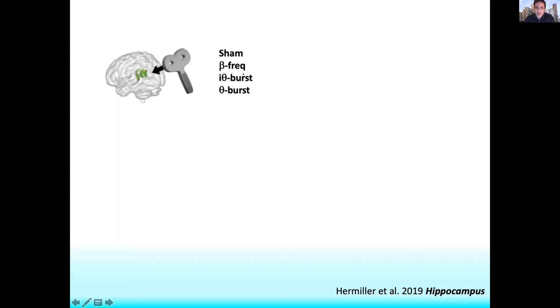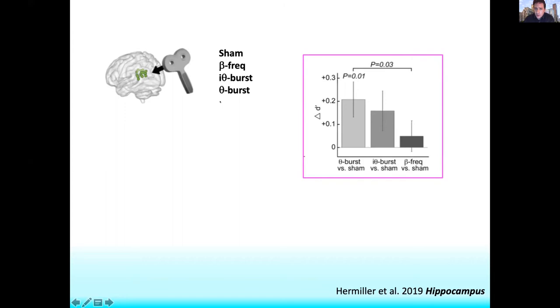And that's what we found in behavior. So when we looked at the after effects of stimulation on recognition memory ability, as measured here by discrimination sensitivity in a recognition memory task, only continuous theta burst stimulation improved memory relative to sham. You see this trend where beta frequency versus sham is doing a little bit for memory, intermittent theta burst does a little bit more, and continuous theta burst does the most.